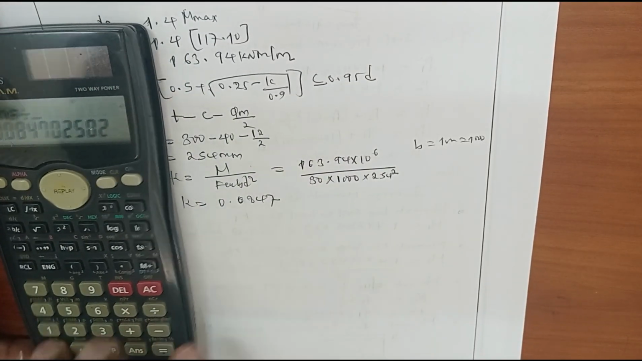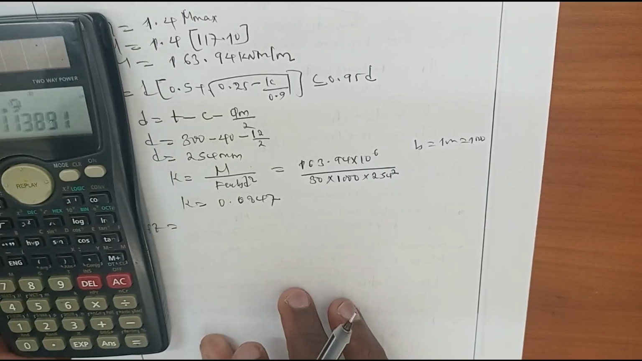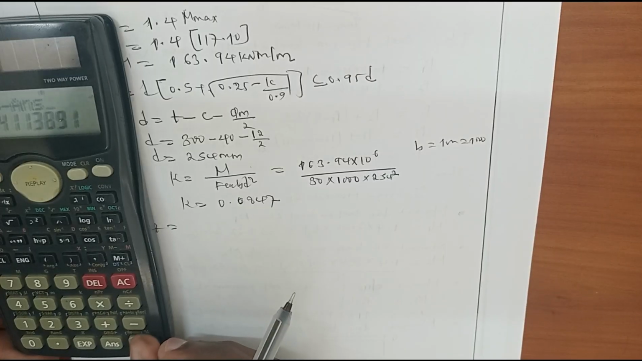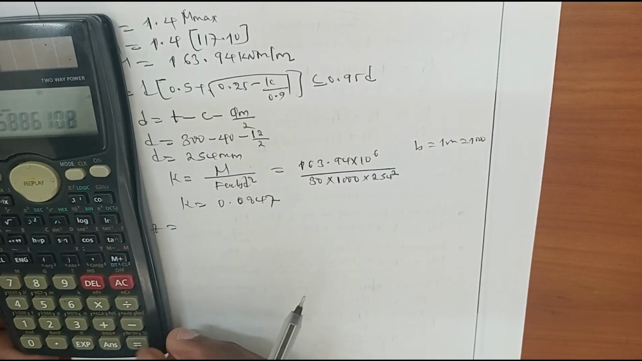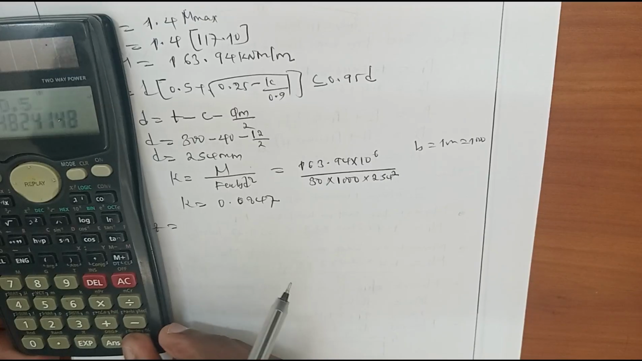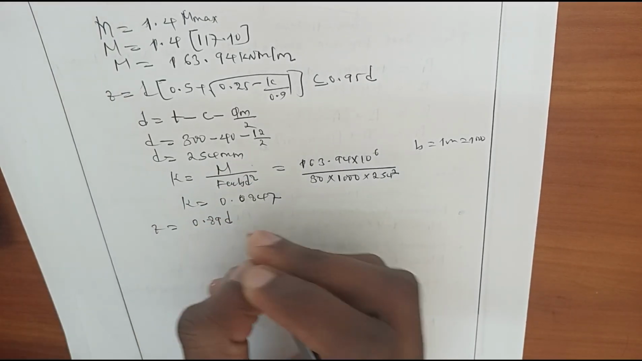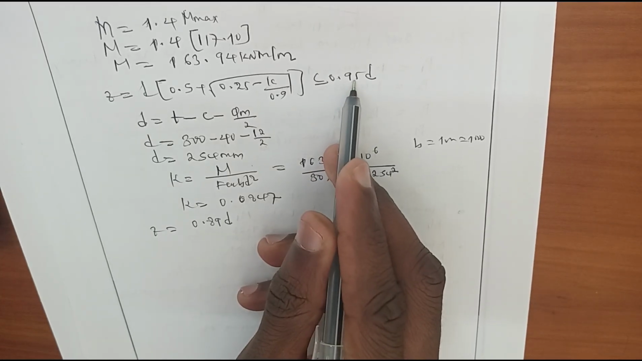Now let's divide by 0.9, 0.25 minus the answer, under root of the answer plus 0.5. It will be equal to 0.89 times the effective depth. This is less than 0.95.